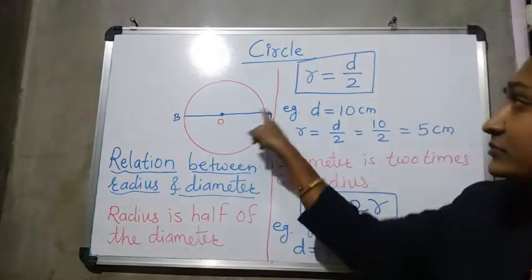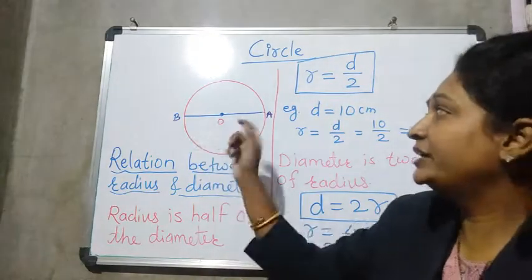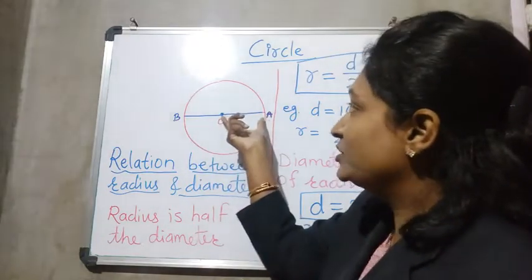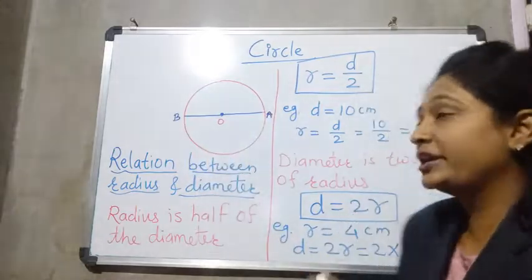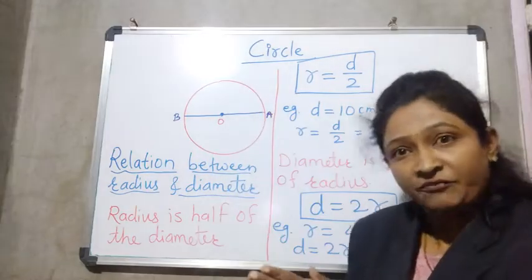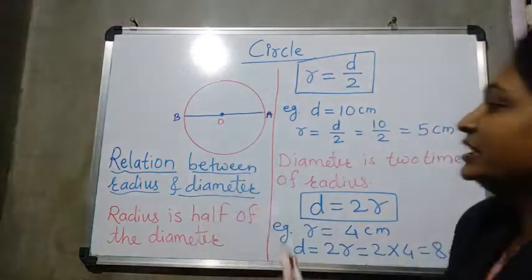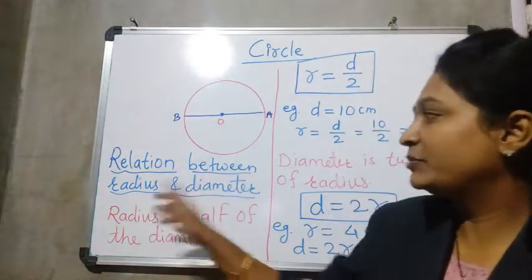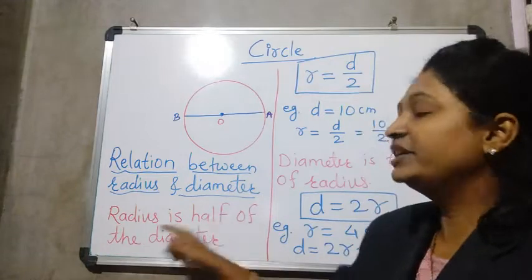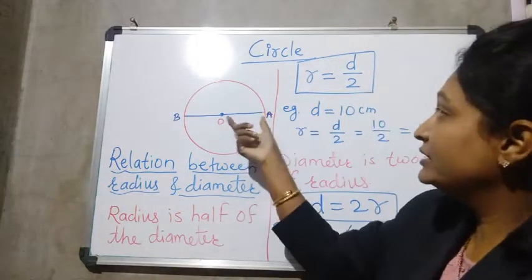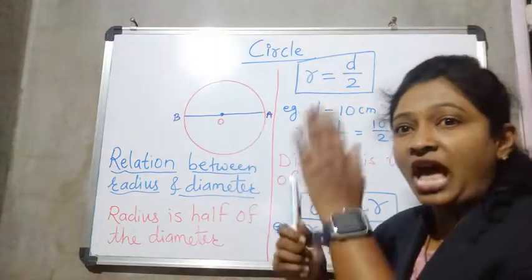So what relation can we find here? See, that radius OA is half of the diameter. जो radius होता है वो क्या होता है? Diameter के half होता है. Okay, so see, the relation I wrote here between radius and diameter is what? Radius is half of the diameter, means whatever diameter is there, उसके half का क्या होगा?